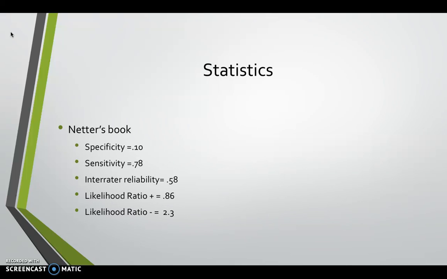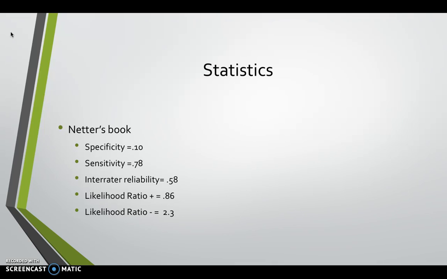Statistics. In Netter's book, they talk about specificity, which is the ability of the test to detect those without the disorder. In this situation it is 10%, not that good. Next, we have sensitivity, which is a test's ability to pick up those who actually have the diagnosis. In this case it is 78%, which is pretty good. Next, we have inter-rater reliability, which is 58%, which is mediocre, but pretty good.